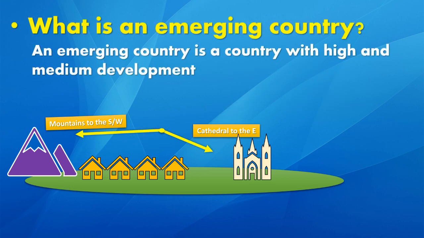Emerging country is also known as places where there is high and medium development. So it's not blanketed, but there are areas that are doing really well and areas that are not doing that well. So here we can see medium development and high development in the same area. The result is that is an emerging country.